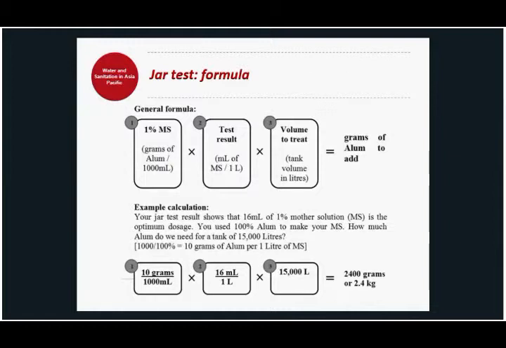On the bottom, you would do 10 grams per 1000 milliliters. This is the mother solution, multiplied by 16 milliliters of the mother solution over 1 litre, the size of the jar test, and then multiplied by the total volume. In this example, the total volume would be a 15,000 litre tank. By using this calculation, the outcome is 2.4 kilograms of alum required to be added to a 15,000 litre raw water tank to effectively reduce or remove the sediment in the water.